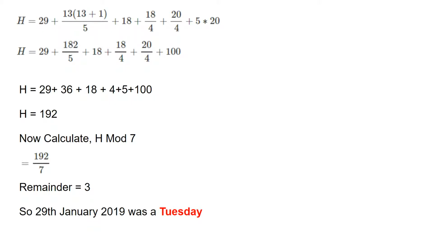So you have seen how, with the help of a simple formula, we can get the day of the year in a few seconds. Practice some more examples.